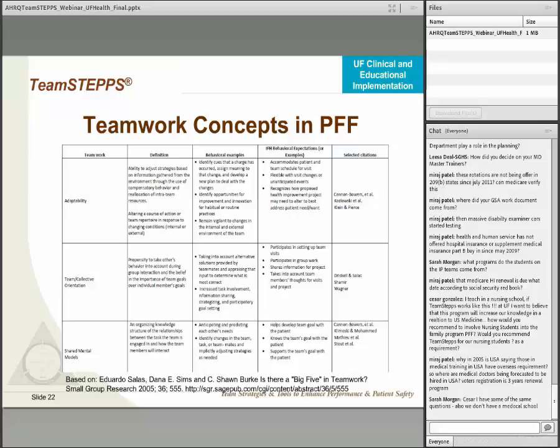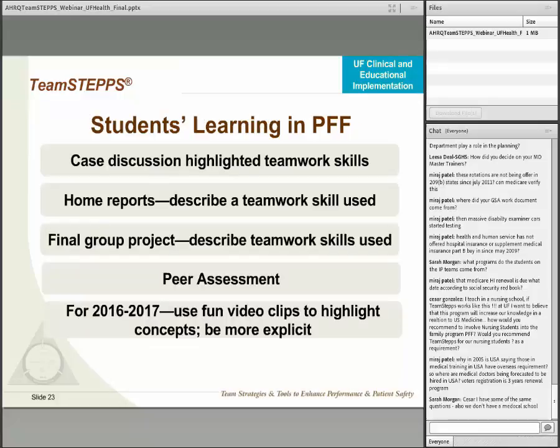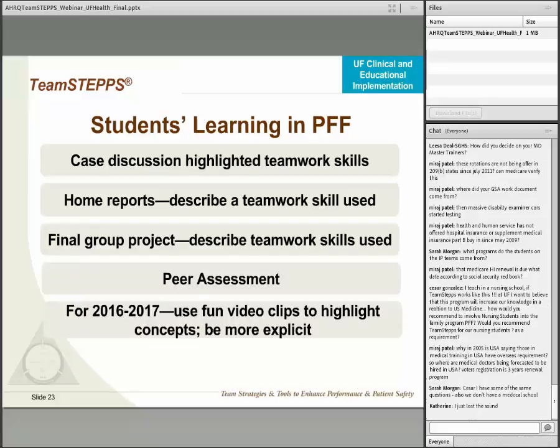So what we did last year with IFH, and we'll be continuing it this year, is we provided students this document and some additional information, and then because all of the work is done in these small groups, we had case discussions throughout the year that highlighted these specific teamwork skills or examples of these teamwork skills so that students and faculty could talk about these during their small group discussions.